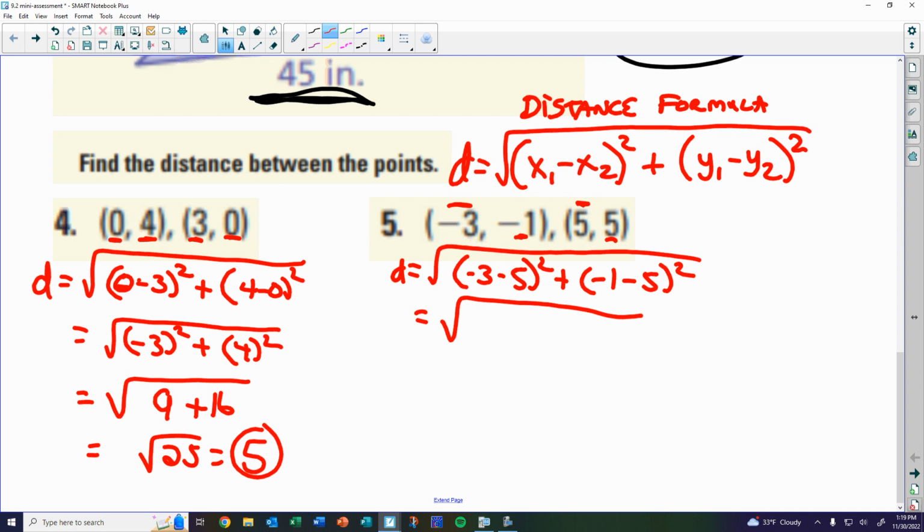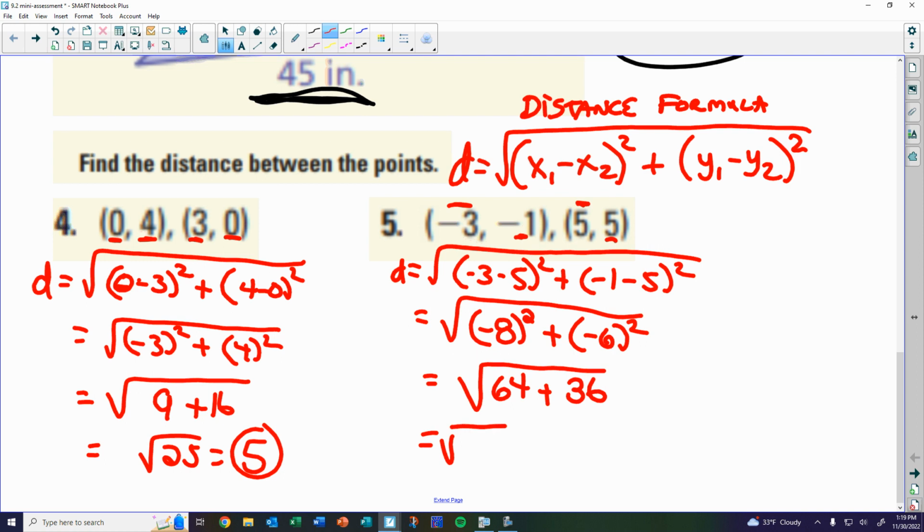Nope. Nope. Just keep throwing more numbers out. You'll eventually get it. Negative 8. And negative 1 minus 5 is negative 6. What happens when I square negative 8? Negative 8 times negative 8 is 64. And negative 6 times negative 6. And I get square root of 100, which is 10.